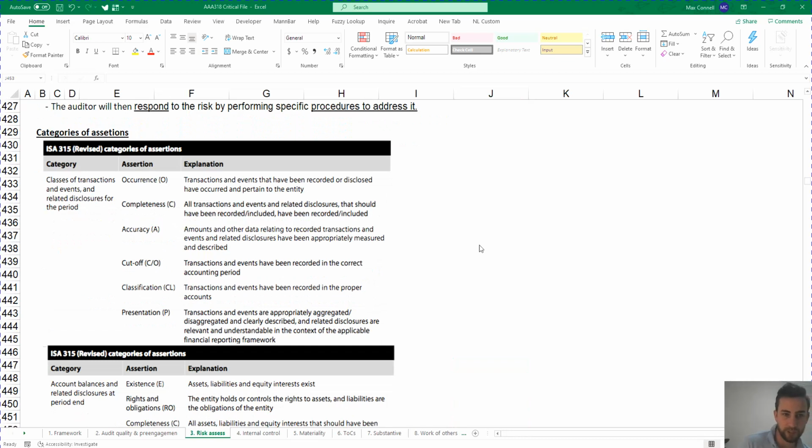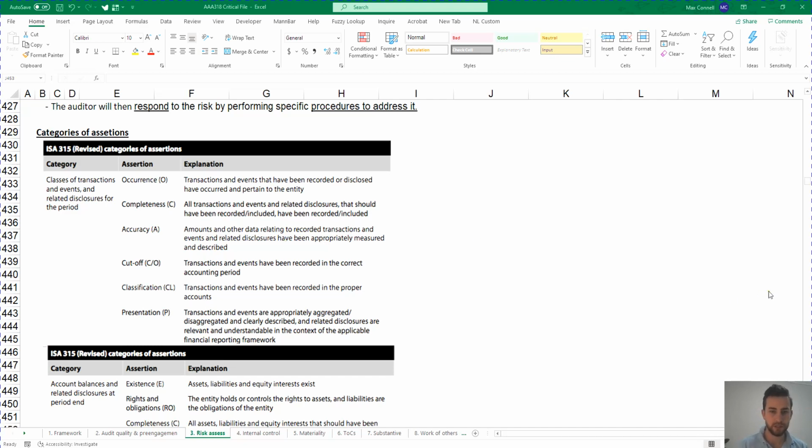What each of these mean. So occurrence is that the transactions and events that have been recorded or disclosed have actually occurred. Completeness is that all transactions and events and related disclosures that should have been recorded have been recorded. For example, you might have inventory. When you go and do the stock taking, you see that there's 100 items. But then when you look in the balance sheet, you'll see that the value in there only correlates to 99, which means that there's one other one that should have been recorded in the financial statements, which wasn't.